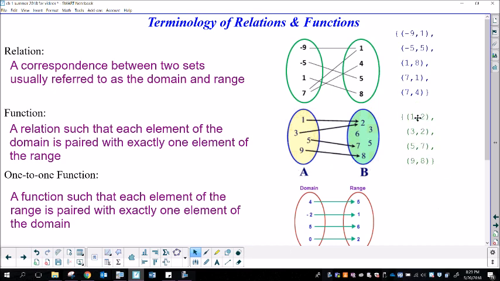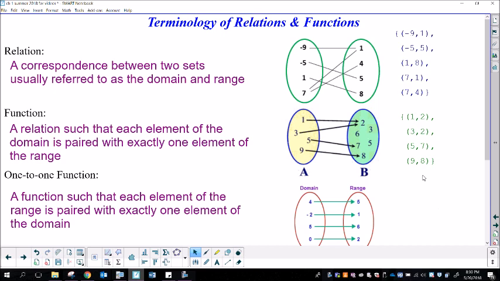Looking at these ordered pairs, you can see that 1, 3, 5, 9, your x coordinates, have no repetition in them, which is another way that you can tell that you have a function. There is no repetition in the x's. Each x is paired with exactly one y.